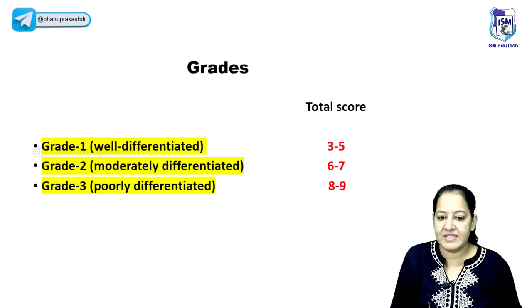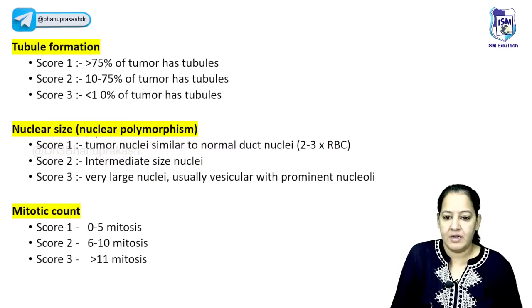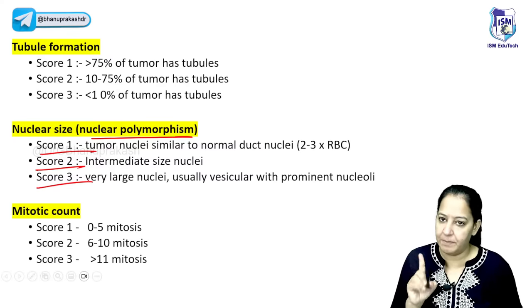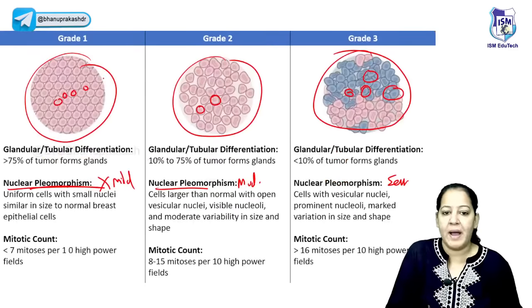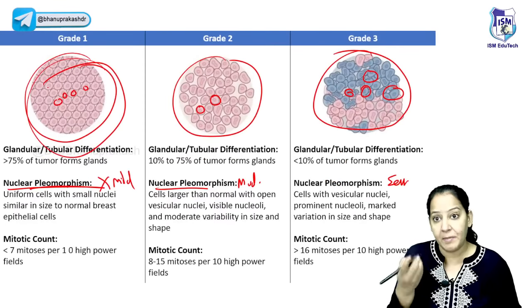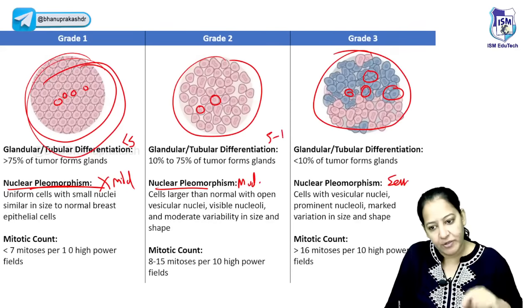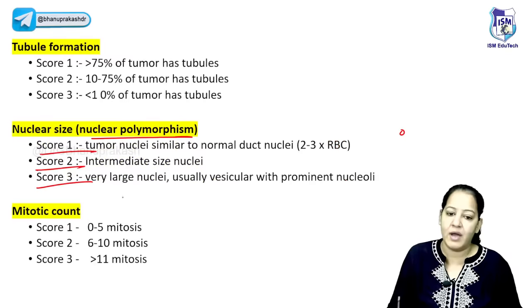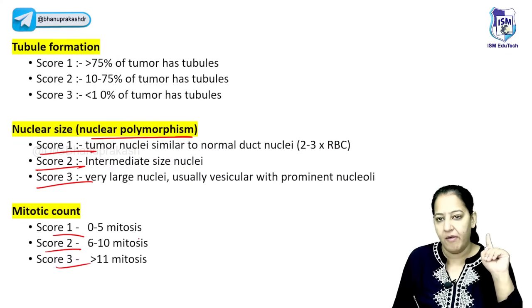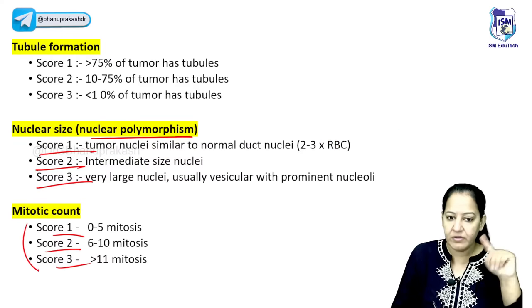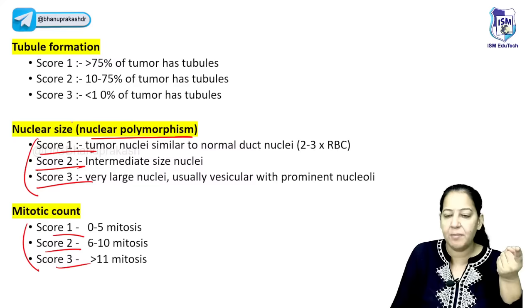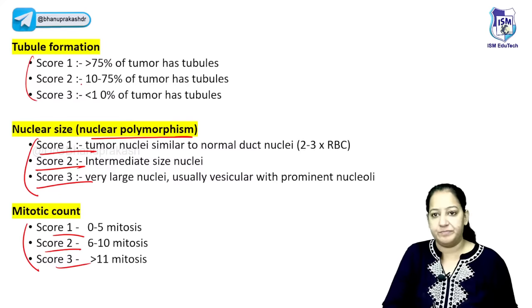For pleomorphism, we give score 1, score 2, score 3. The one thing you have to look for is the pleomorphism. Not only this, you have to count the mitosis. In all the cells, count the mitosis. In one high power field, is it less than 5 mitosis, 5 to 10 mitosis or more than 10 mitosis? So again, give score 1, score 2, score 3. So one score for mitosis, one score for nuclear size, that is pleomorphism, and one score for tubule formation.